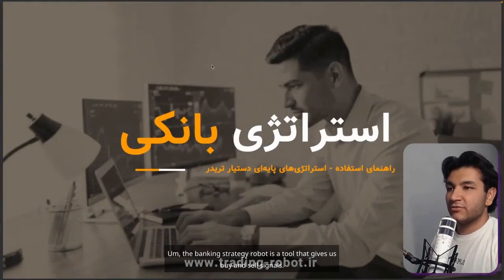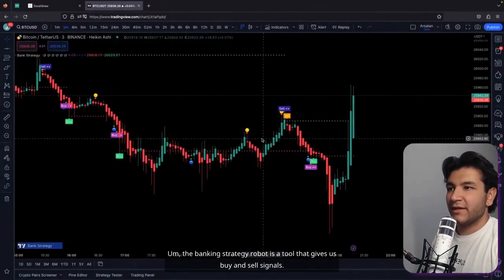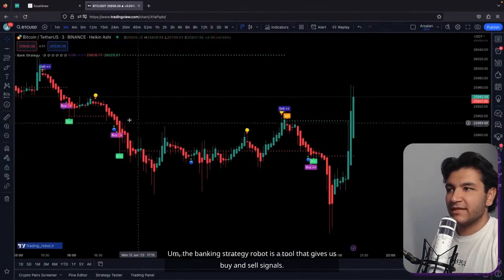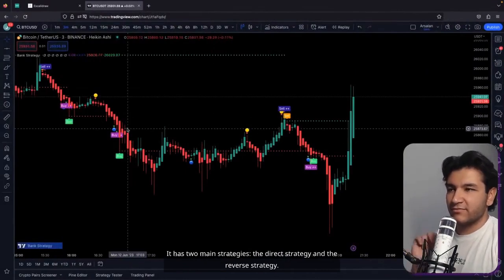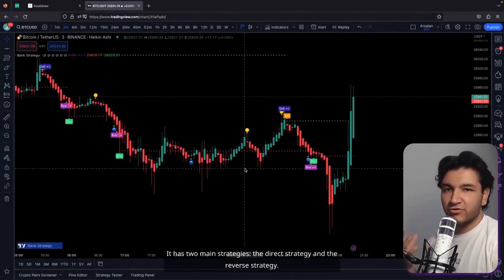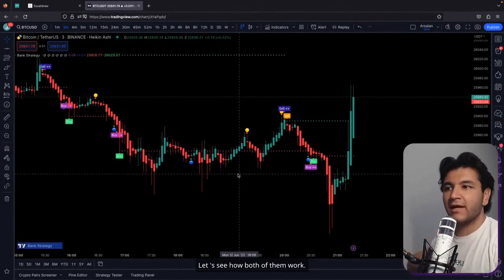The banking strategy robot is a tool that gives us buy and sell signals. It has 2 main strategies, the direct strategy and the reverse strategy. Let's see how both of them work.